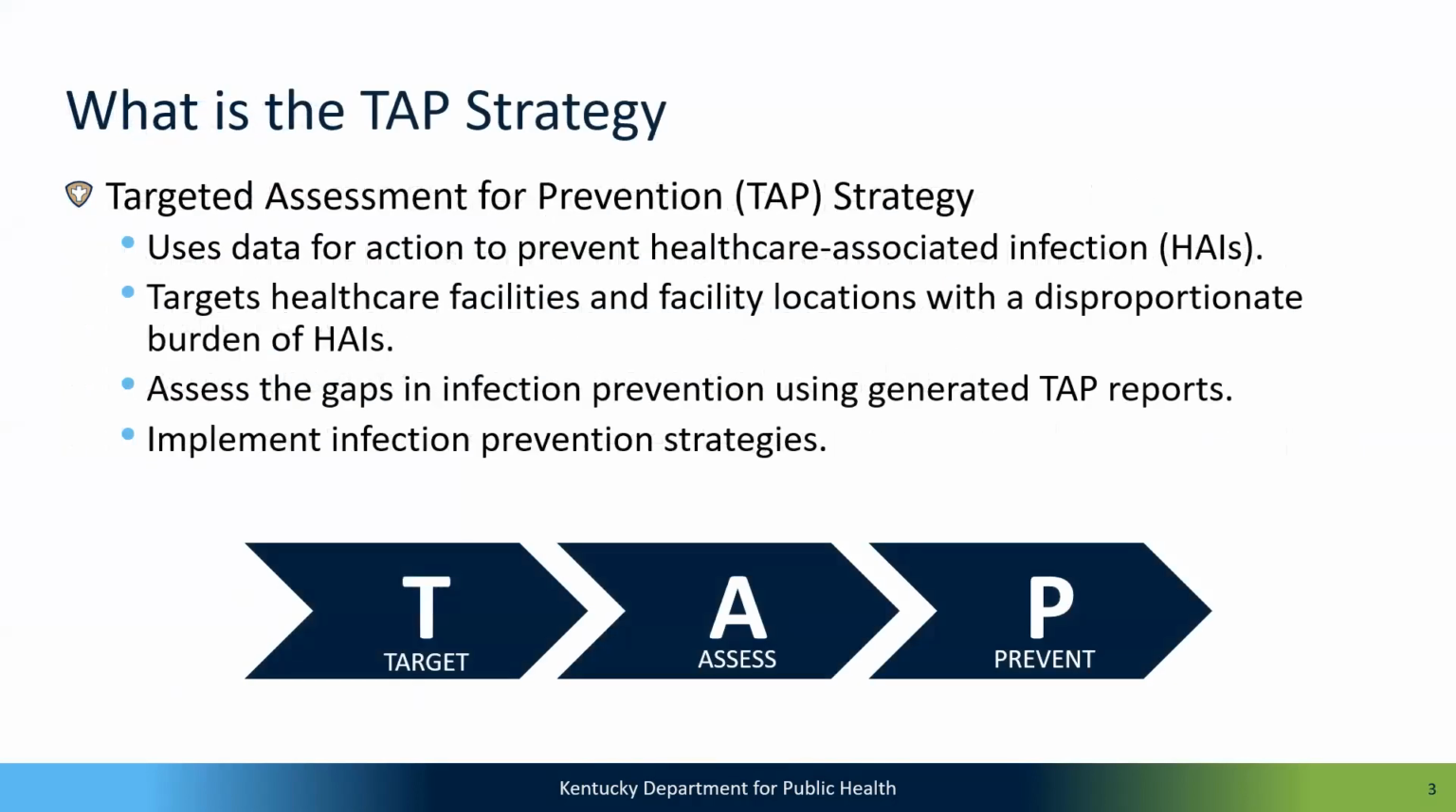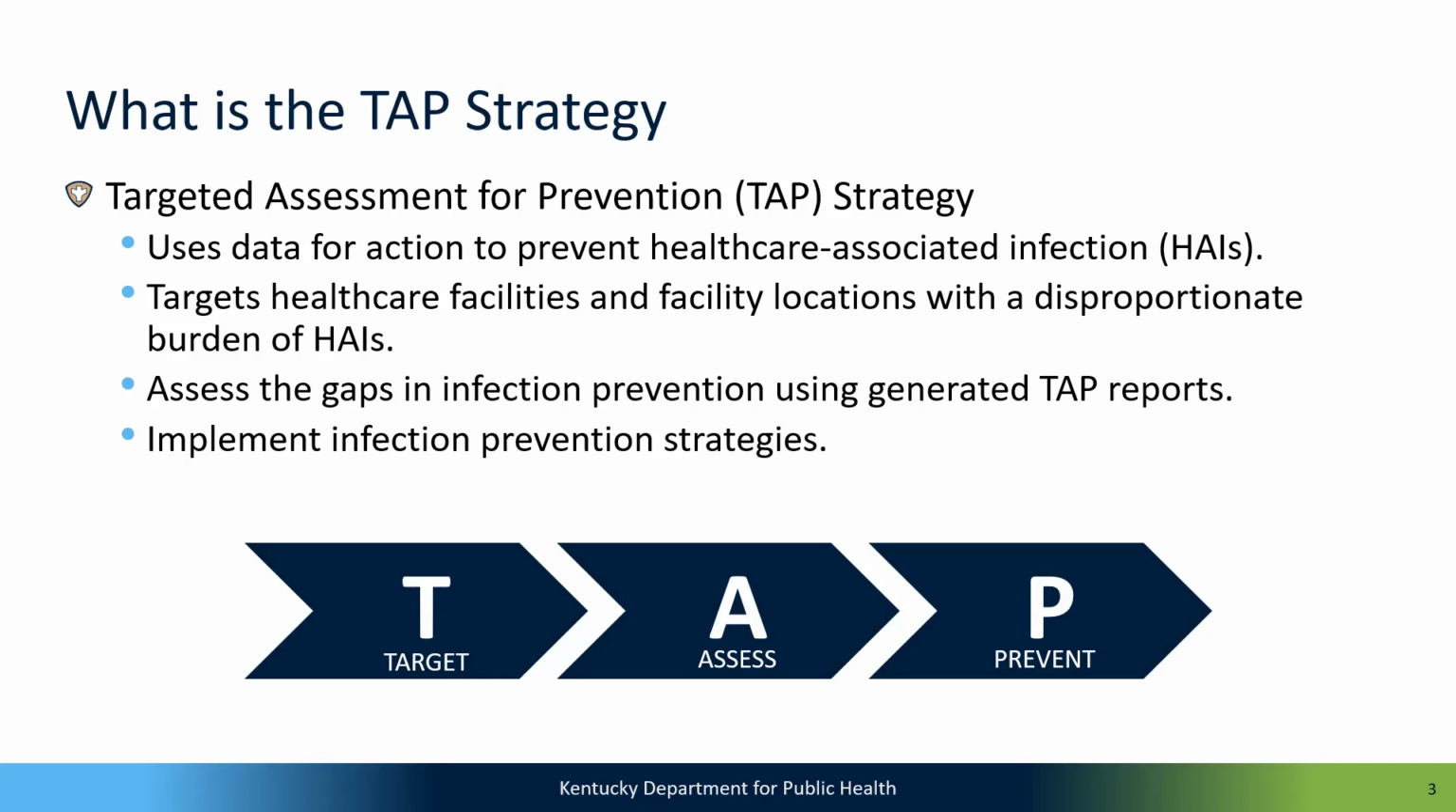So first, starting off, what is the TAP strategy? The primary aim of the TAP strategy is to use available data to prompt action. We know that data, when collected properly and accurately, as well as analyzed, holds an immense potential. In our case, the potential lies in driving proactive responses to mitigate the risk of HAIs. By analyzing the data generated through NHSN, we can identify patterns, trends, and potential problem areas that might go otherwise unnoticed. The TAP report also serves as our eyes into the gap of infection prevention.